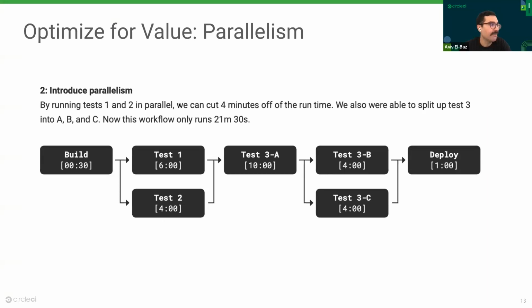So after waiting for the 6 minutes to complete, then test 3. That test case is 3. We split it up into 3 different components. Breaking those up allows us to run 3B and 3C in parallel. And so by doing all of this, we're able to save about 6 minutes on this overall workflow. You can see that just by parallelizing our test suite, you can save time directly.